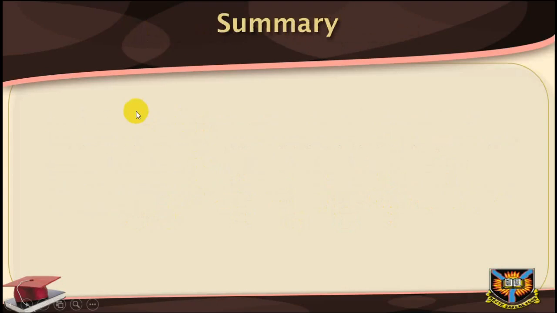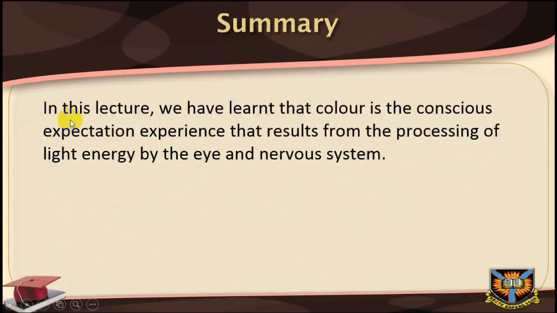Summary. In this lecture, we have learned that color is the conscious experience that results from the processing of light energy by the eye and nervous system.